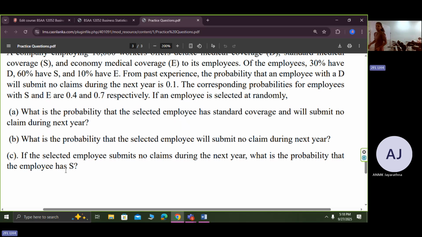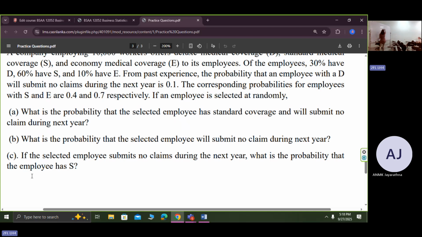Then here, what is he asked? Part C. If the selected employee submits no claims during the next year. Okay, then the question says if the employee will submit no claim during the next year, what is the probability that the employee has standard medical coverage? Understood?